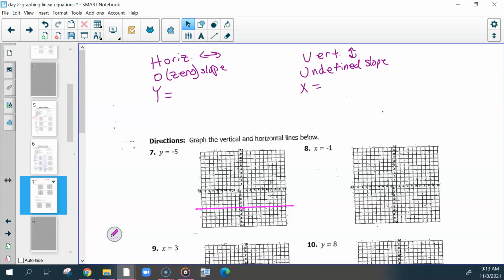For number 8, would this be a vertical or a horizontal line? Vertical at -1. So on your x-axis, find when x is -1. Put a point there, and you're going to draw a vertical up and down line.